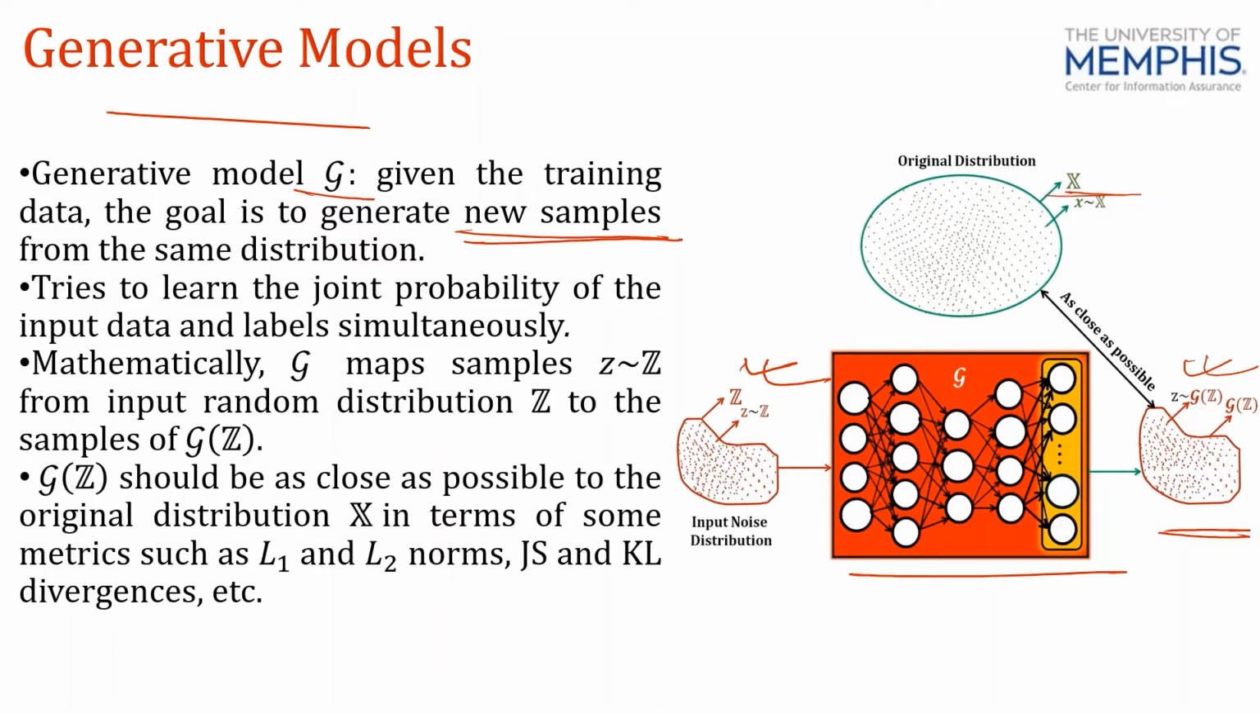Now mathematically, this G, the generative model, maps one sample from the input random noise distribution to the fake generated distribution. This we call the generated distribution. And then the divergence or the difference between this fake distribution and the original or true distribution, we can measure using L1, L2 norms or JS or KL divergence. There are several other measures that we will see later.